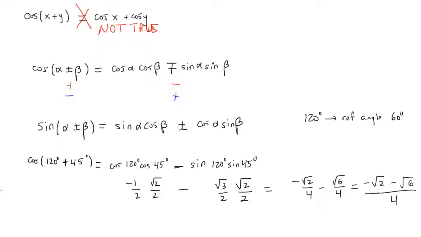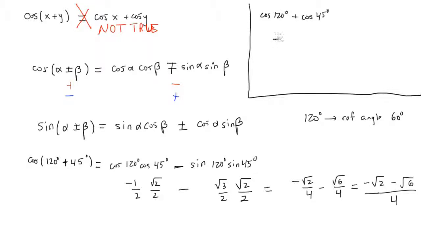Okay, so the other example that we want to do here is just to convince you that, in fact, this identity is false. So let's on the side separately compute what's cos of 120 plus cos of 45. So if we had cos of 120 degrees plus cos of 45 degrees, then we said that this would be negative 1/2, and this one was, of course, square root of 2 over 2.